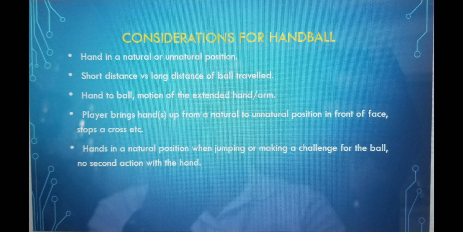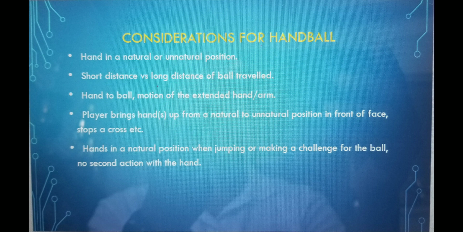All right, the referee has to have that split decision. He has to make that conscious decision. Short distance versus long distance, ball to hand or hand to ball. All right, the next one is hand to ball, motion of the extended hand or arm. As I explained earlier, if the hand is extended away from the body, making the body broader, all of that has to be taken into consideration.